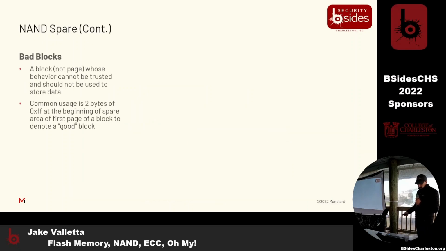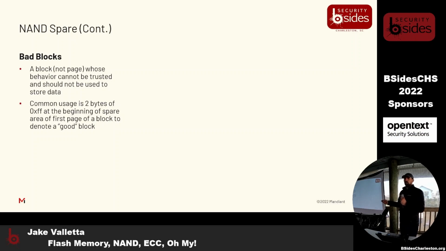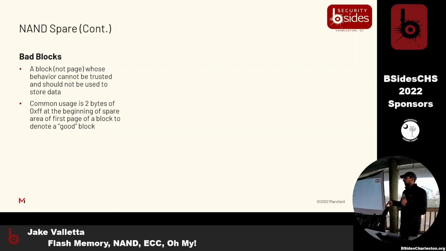A couple of caveats here in a minute, but most of the time we just want to get rid of it. All right, so the first use of the spare area is bad blocks, right? It's going to depend on, again, the controller or the chip, but usually there's a little 2-byte marker on the first page of a block that will indicate that it's good. If you find a block that doesn't have that, then that's probably considered a bad block. And again, you have to pull up the data sheet for your chip to confirm.